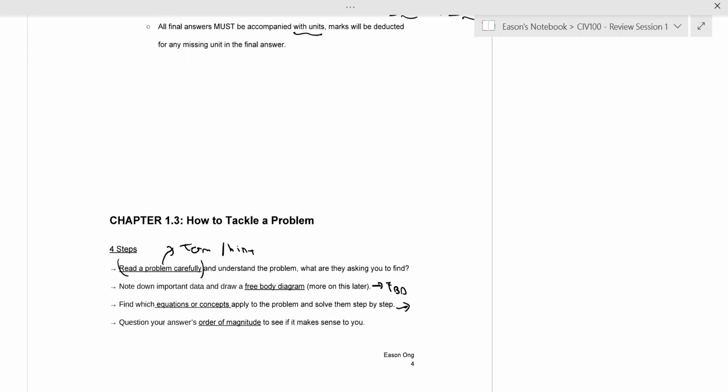So always, always, always draw your free body diagram and write down your correct equations to demonstrate to them that you know which concept to use, and that will guarantee you a 7 out of 10 already, even without a numerical answer.